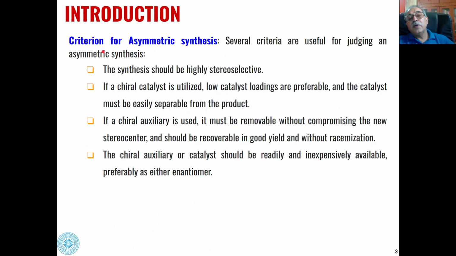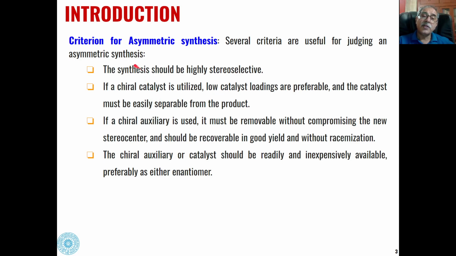Now, what is the criteria for this asymmetric synthesis? The most important criterion for asymmetric synthesis is that this synthesis should be highly stereoselective, that only one of the stereoisomers should be formed in more amount. Only then can that synthesis be called asymmetric synthesis. So this is the number one condition for asymmetric synthesis, that the synthesis should be highly stereoselective.